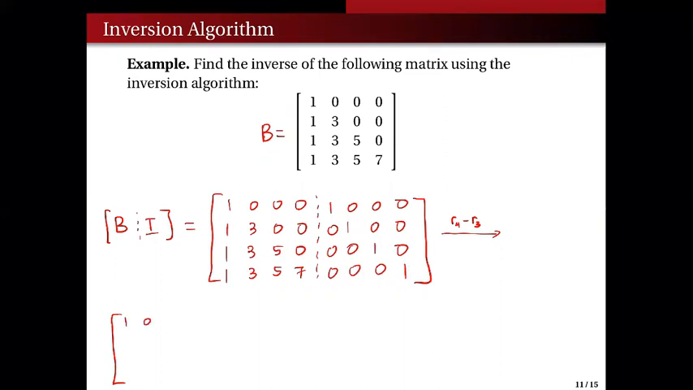First row, 1, 0, 0, 0, 1, 0, 0, 0. Second row, it's 1, 3, 0, 0, 0, 1, 0, 0. Third row, it's 1, 3, 5, 0, 0, 0, 1, 0. For the fourth row, I will have row 4 minus row 3. So in here, what I will get is 1 minus 1, this becomes 0. 3 minus 3, that will become 0. 5 minus 5, that will become 0 again. 7 minus 0, we have here 7.